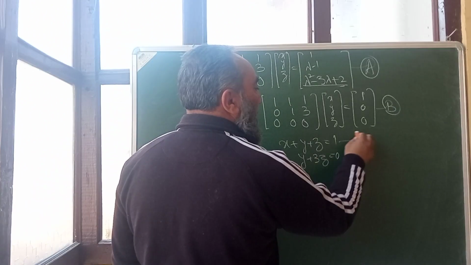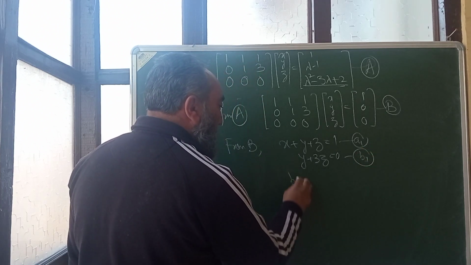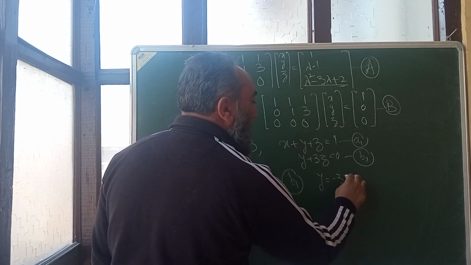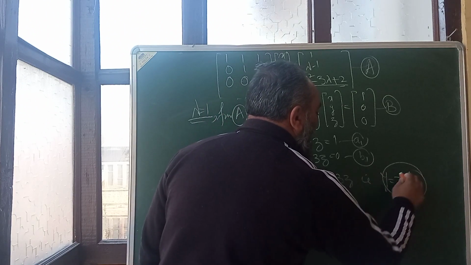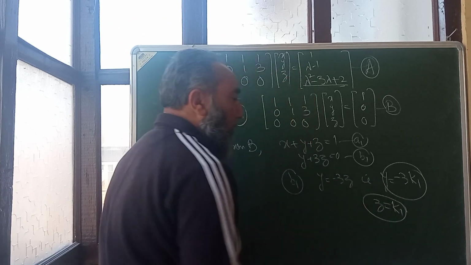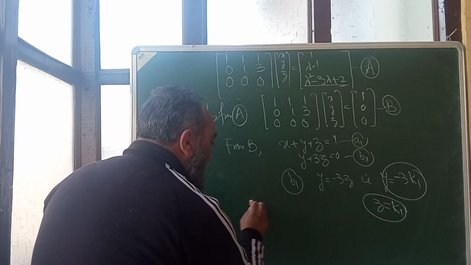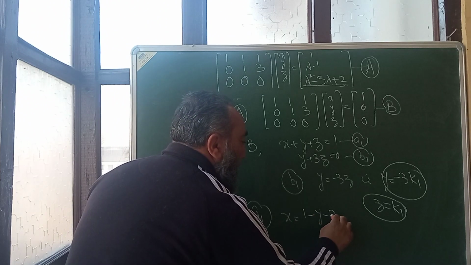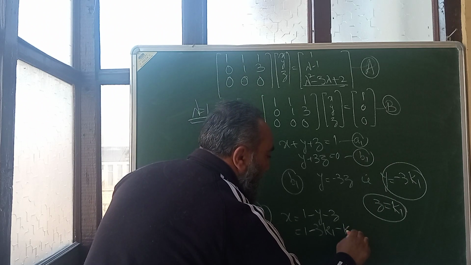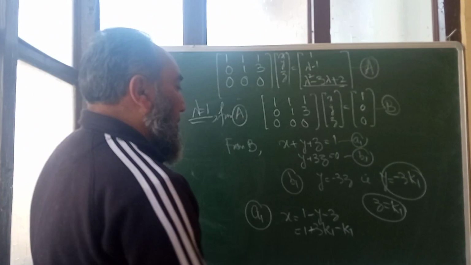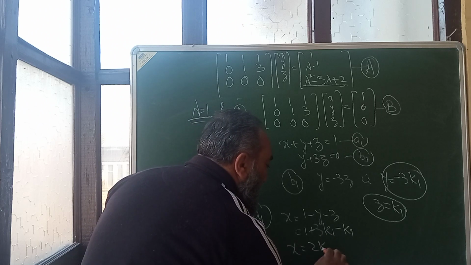Say this is A1, this is A2 or B1. From B1, you will get y is equal to minus 3z. That is, y is equal to minus 3k1, while z is equal to k1. Okay, let me suppose that z is k1, I will get y equal to minus 3k1. And from A1, I will have x equal to 1 minus y minus z. It is 1 minus y, what is y? Minus 3k1, so plus 3k1 minus k1. Your y is minus 3k1, so minus minus plus 3k1. So my x is 2k1 plus 1.